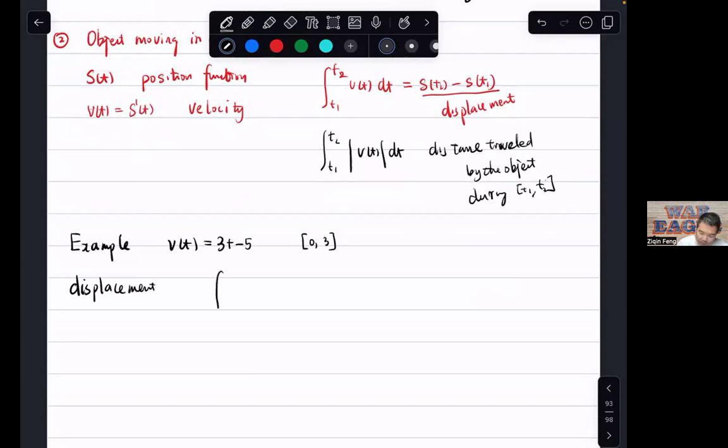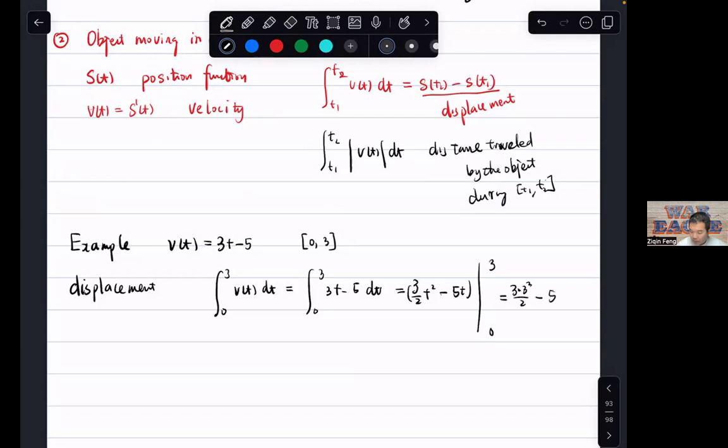This is integration from 0 to 3, v of t dt. So this is integration from 0 to 3, 3t minus 5 dt. So this is 3 over 2 t squared minus 5t. Then we plug in 0, plug in 3. So this is 3 times 3 squared over 2 minus 5 times 3.